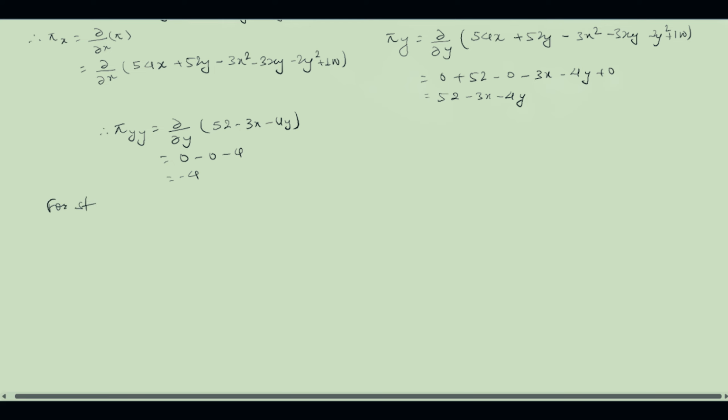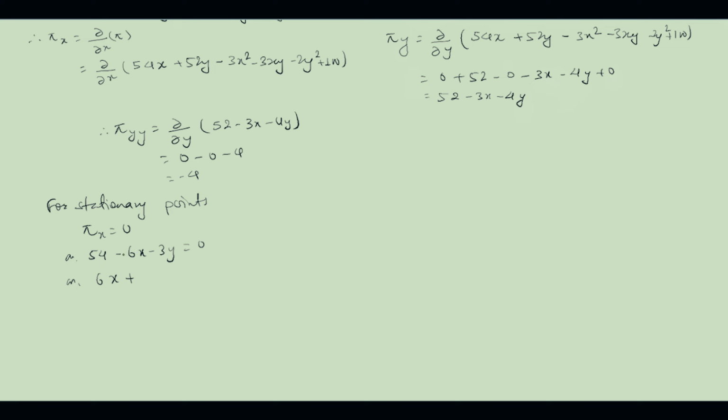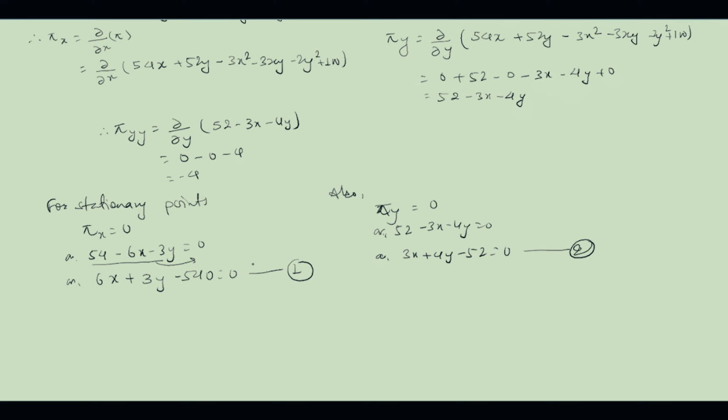Now for stationary point, we're going to find the stationary points. For stationary point, pi x equals to 0, or pi x is 54 minus 6x minus 3y equals to 0, or we'll arrange this one and take all these terms to the other side: 6x plus 3y minus 54 equals to 0. I'll let it be equation 1. Also pi y equals to 0. What you'll get? 52 minus 3x minus 4y equals to 0, or 3x plus 4y minus 52 equals to 0. Now we are going to find the value of x and y.